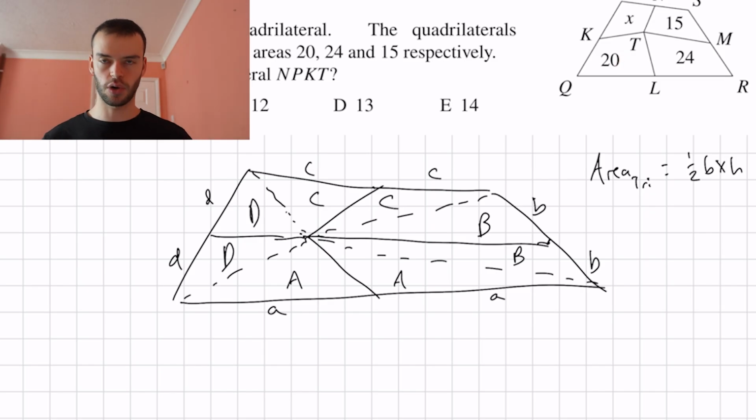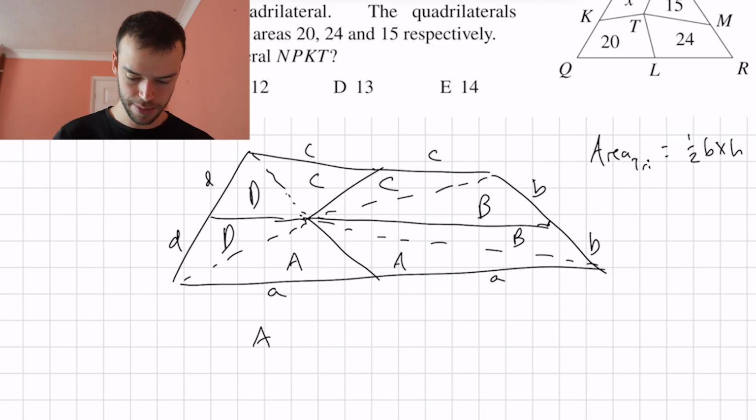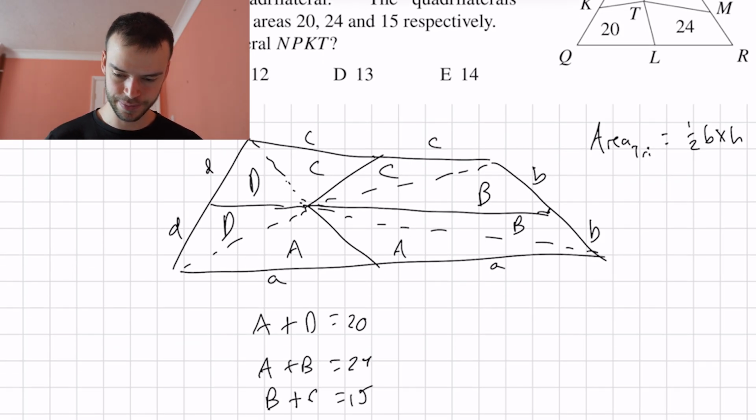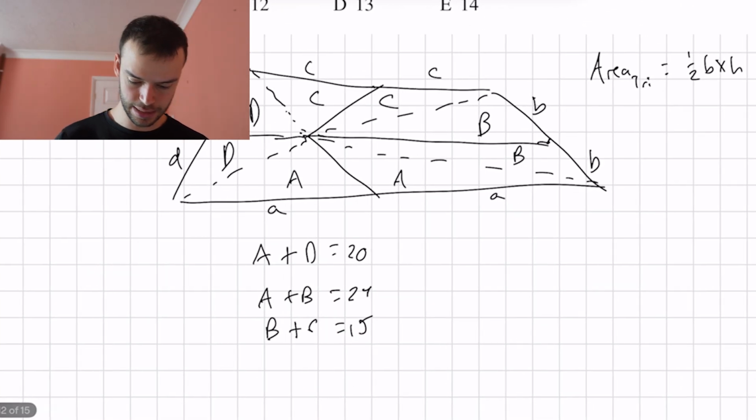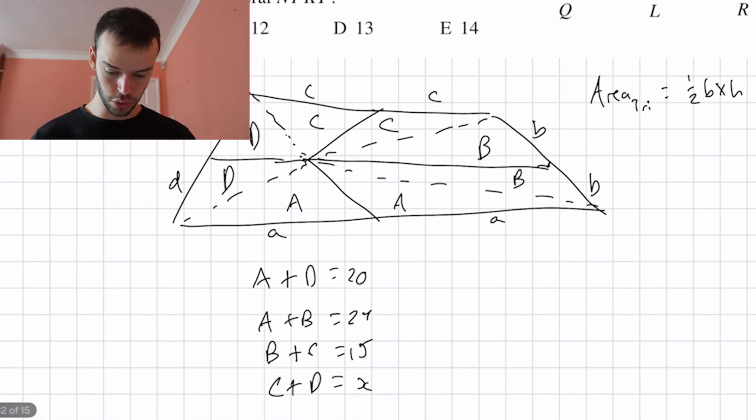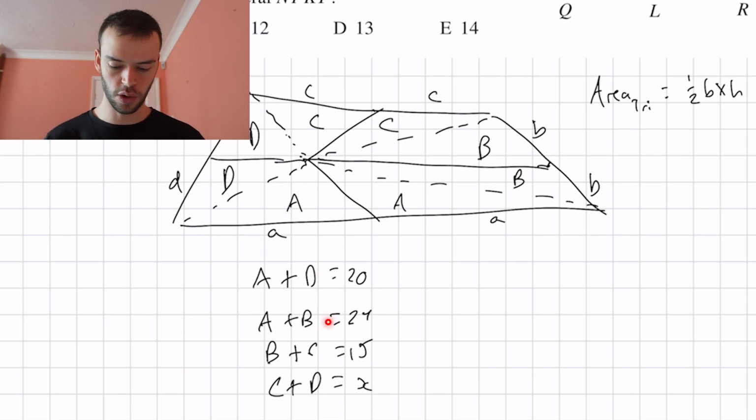So I can create some equations now with my letters. So A plus D equals 20, A plus B equals 24, and B plus C equals 15. And what I want to find is C plus D, because that is my missing X area for this quadrilateral. Cool, so if I'm able to find C plus D, I'm done with the question. So then we need to think, how can we use these equations here to get C and D by itself?